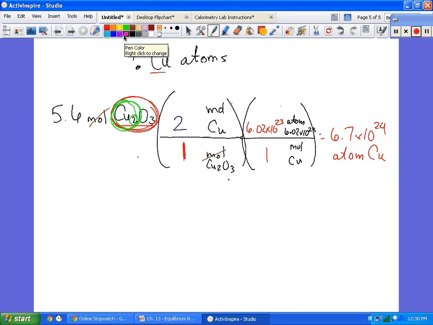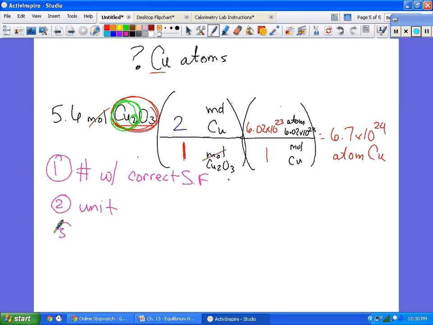Now, before we go any further, I want to remind you of something. There are 3 things that you must always have as an answer. Number 1, the number with what? Very good, correct sig figs. Number 2, very good, the unit. And finally, number 3, the compound or the formula. Cu, copper. All right. So again, you must always have those 3 things.